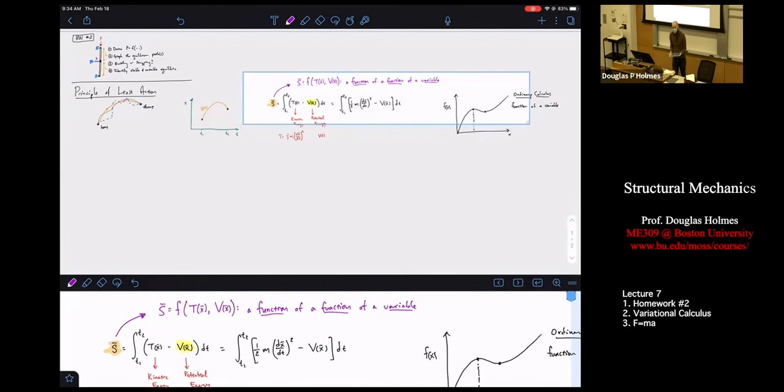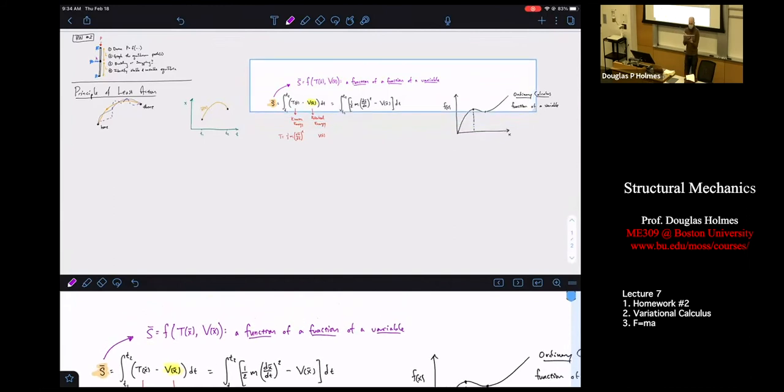Our action is not a function of a variable. Our action is a function of a function. That sounds really confusing, but this actually has a very special term for it. This is what's referred to as a functional.